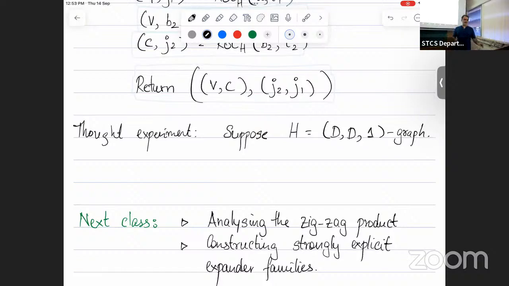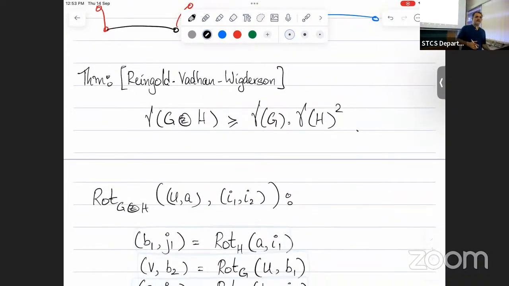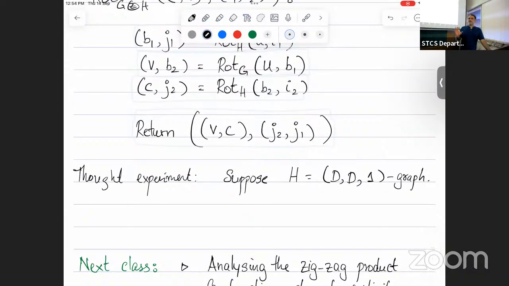Sorry, one more. Is this zigzag product commutative? No, right? No, because it actually the other one. Yeah. Okay.